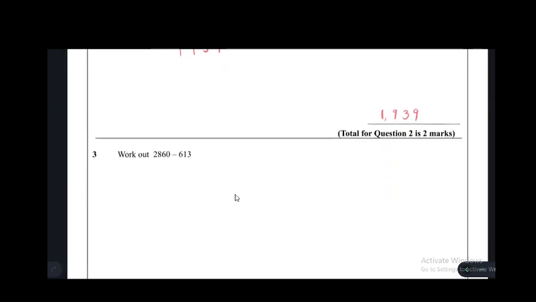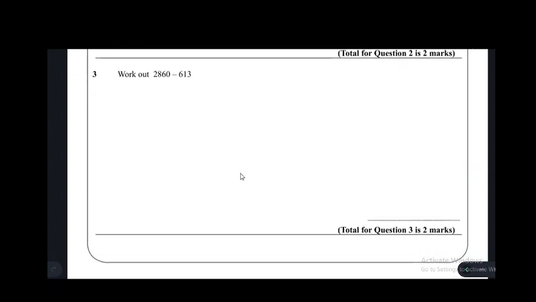The next question is a subtraction question. So the order is the same. We arrange these numbers in column form, 2860, and we are subtracting 613. By now you know that the ones, the tens, the hundreds, and the thousands all stay in the same column. So I'm going to start with the first place value, which is the ones.